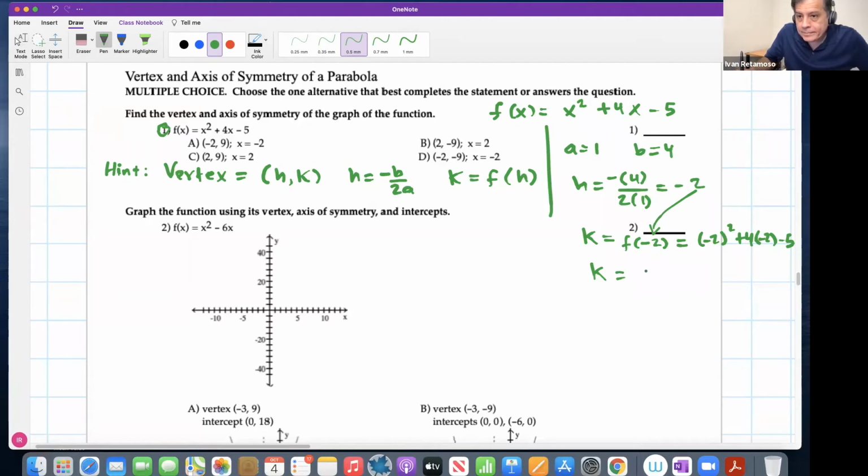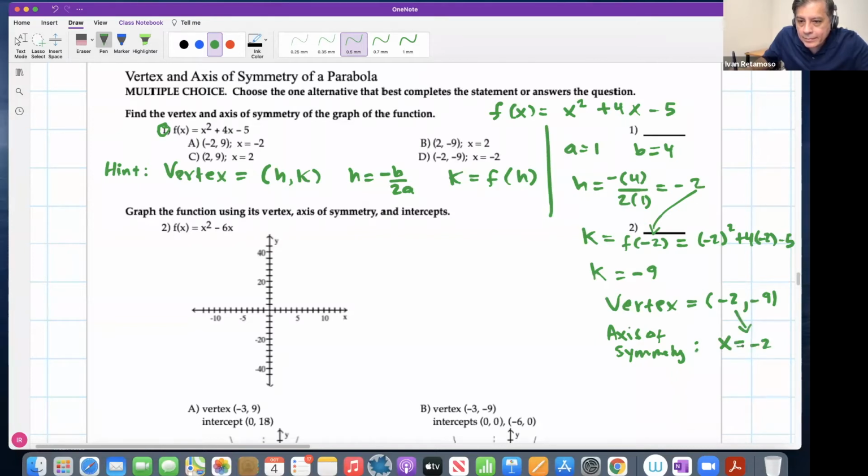You follow, guys? Yeah, very good. Minus 9. So the vertex should be -2, comma -9. And the axis of symmetry will be given by x equals this guy, as it is, -2. Yeah, and that tells you that the answer should be this, right? Following? Very good.